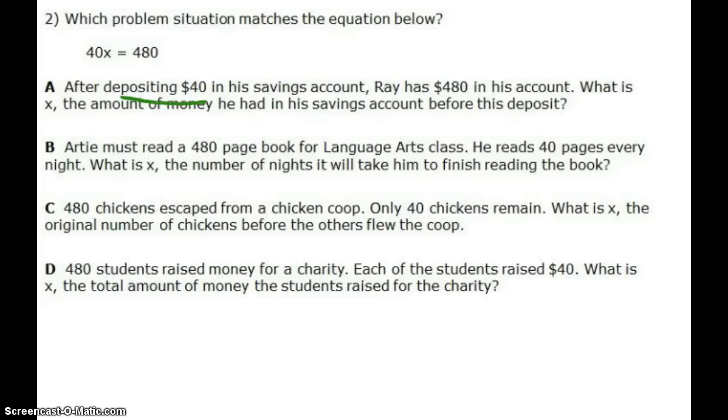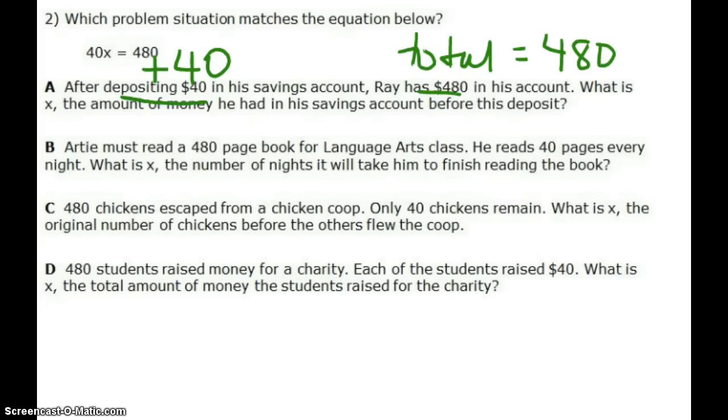After depositing $40 in his savings account, depositing money is adding money in. So depositing $40, he has $480 in his account. So total is $480. What is X, the amount of money he had in his savings before his deposit? So X is the original amount of money. You know what I mean.